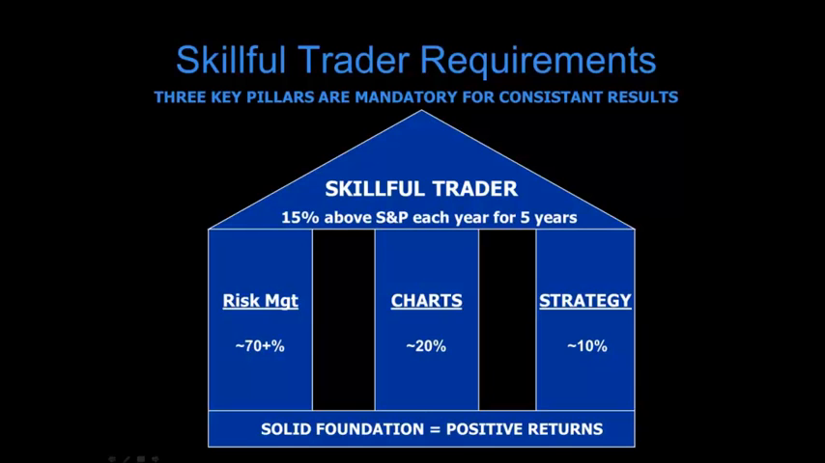So if the S&P finishes down 5% for the year, you take the absolute value, or 5%, add it onto the 15%, and now you're at 20%. By the same token, if the S&P finishes up 10% for the year, you want to finish up 25%. So it's a good benchmark to set, and it's highly attainable, if you understand your risk management parameters, you understand how to interpret charts, and then you select the correct strategy for the bias you've developed on your chart given your risk management perspective. So that's how I define a skillful trader.